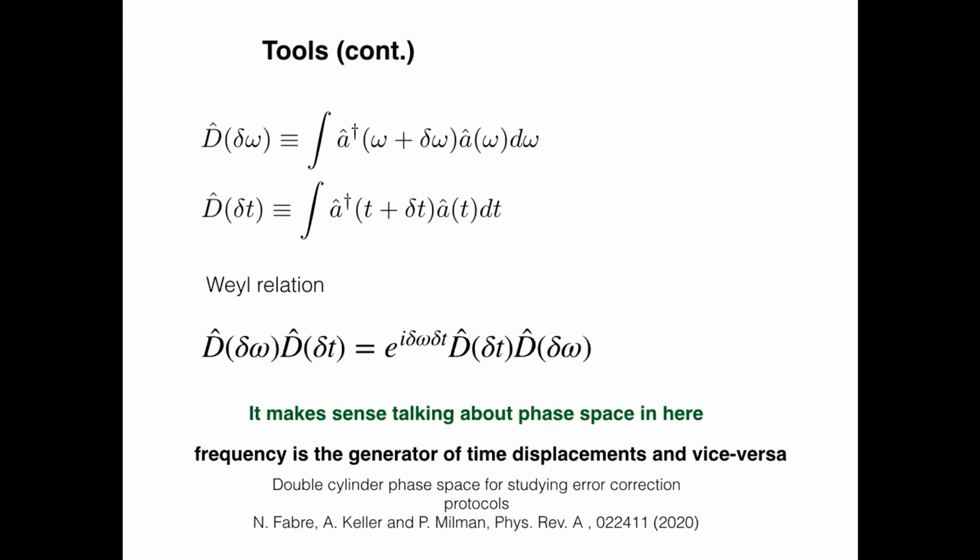Okay, by combining these operators, we can also create displacement operators. You see that we annihilate photons at frequency omega and create them at a displaced frequency, and the same for time. And then we recover this commutation relation as well. So there is a sense in which I'm talking about phase space here. We can define it, and we can show that frequency is the generator of time displacements and vice versa.